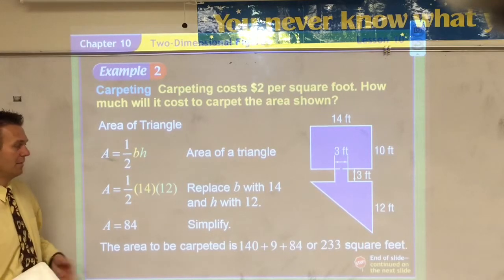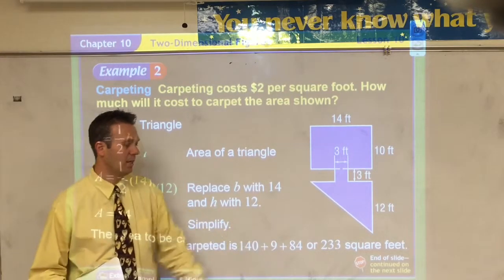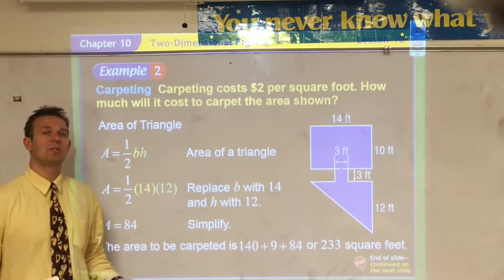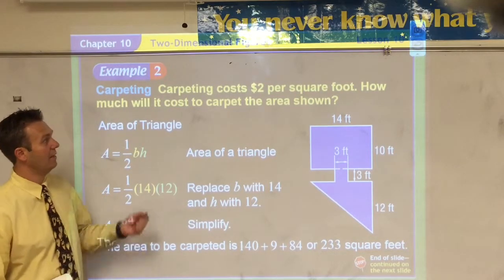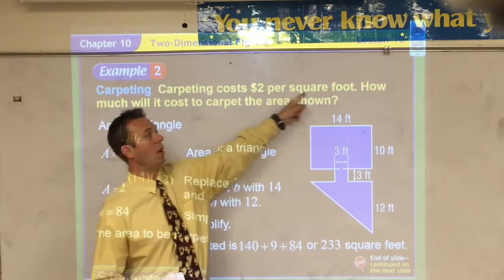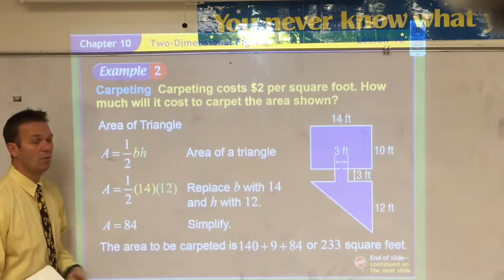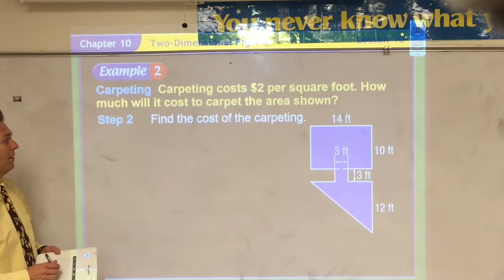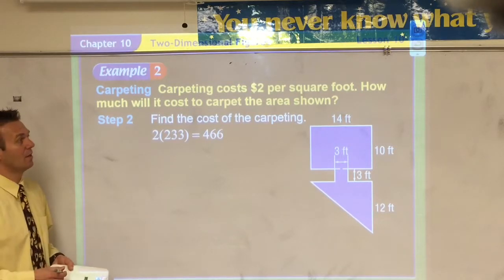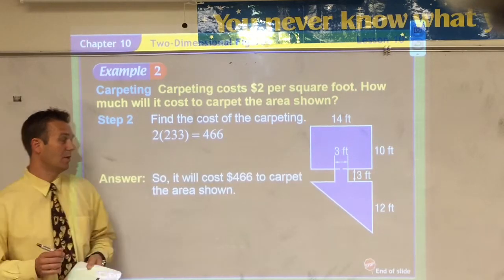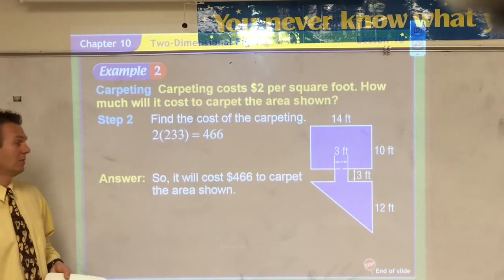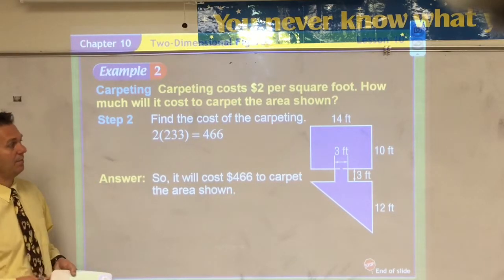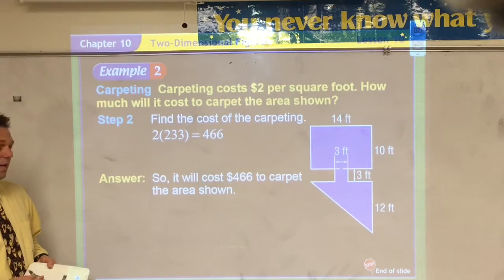And now what we're going to do is add up all of the area that needs to be covered. It says that they have to cover 233 square feet. Now remember, carpeting costs $2 per square foot. So what do you think you have to do with that number? You have to multiply it by 2. And it's going to cost you $466. $466 to carpet the area. So that's basically how that works.